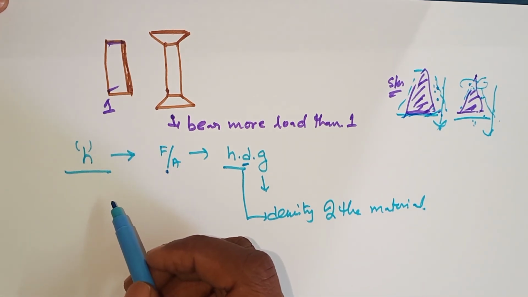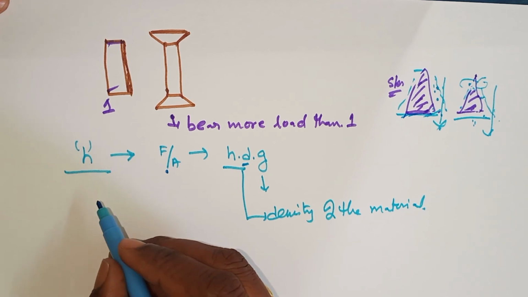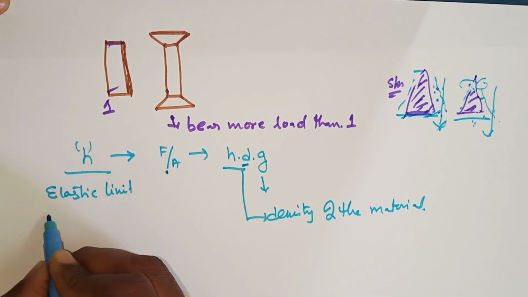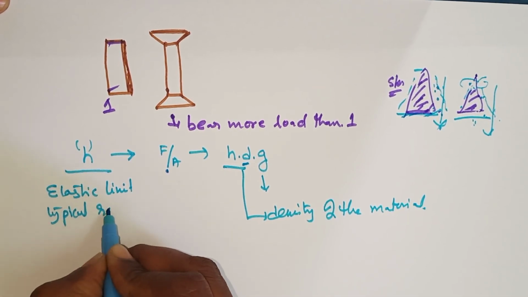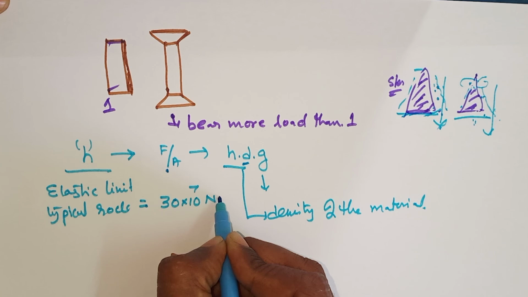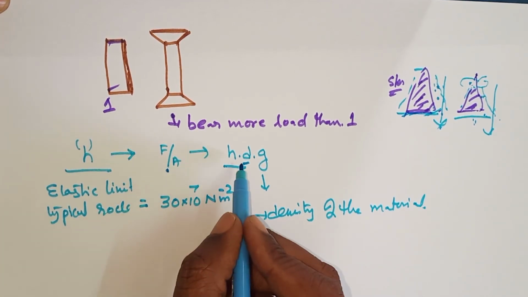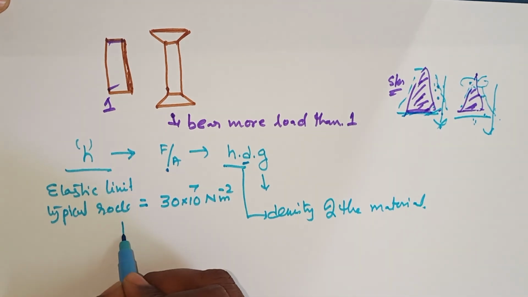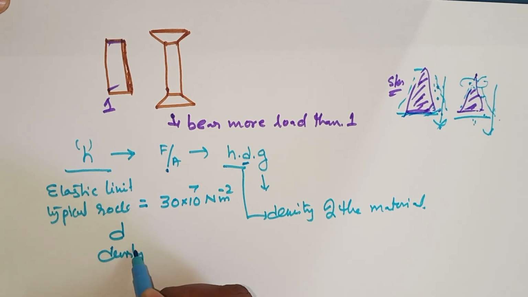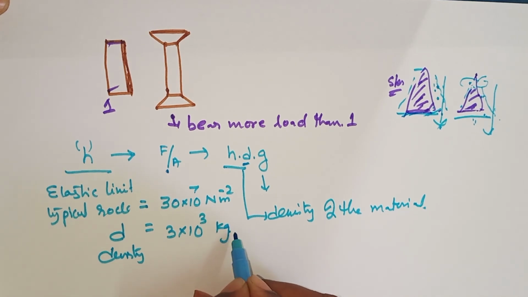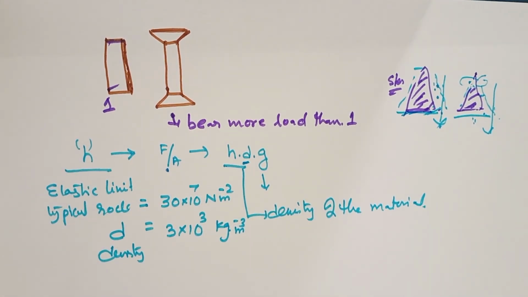Right, now what is the elastic limit of the typical rock? The elastic limit of the typical rock is approximately equal to 30 into 10 power 7 Newton per meter square. Now you equate this. What is the density of the rock? Again, the density of the rock is equal to 3 into 10 power 3 kg per meter cube. Now equate it and we will get the approximate height of the rock.